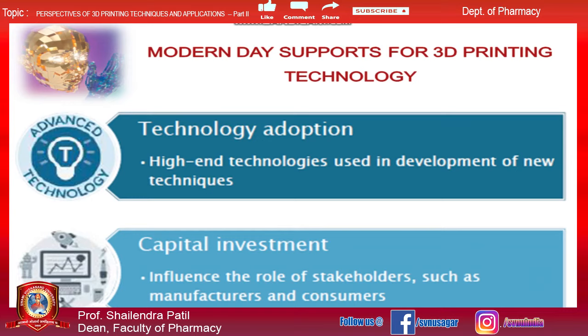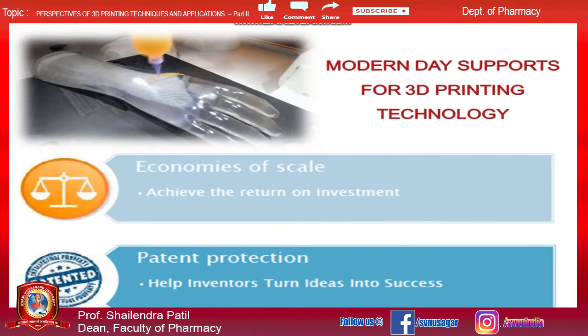various stakeholders to invest in it, so that this can be given strength that will ultimately strengthen the economy in the Indian scenario. Patent protection is also required, if the government supports this technology amongst entrepreneurs, definitely by means of providing patent protection. That will ultimately help inventors turn ideas into success.